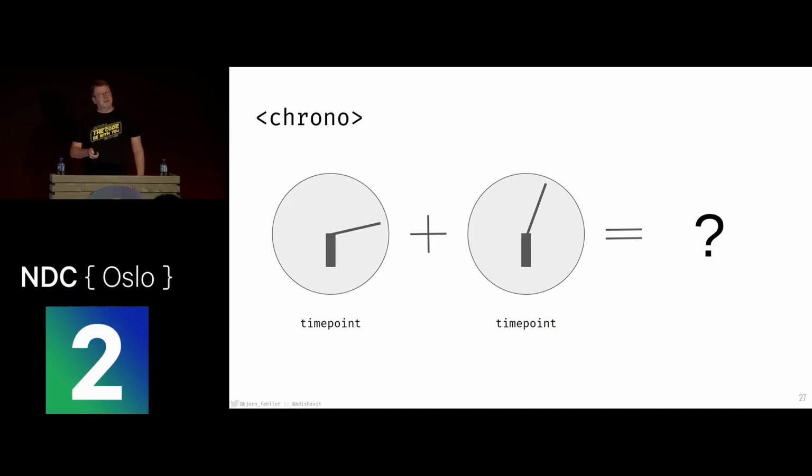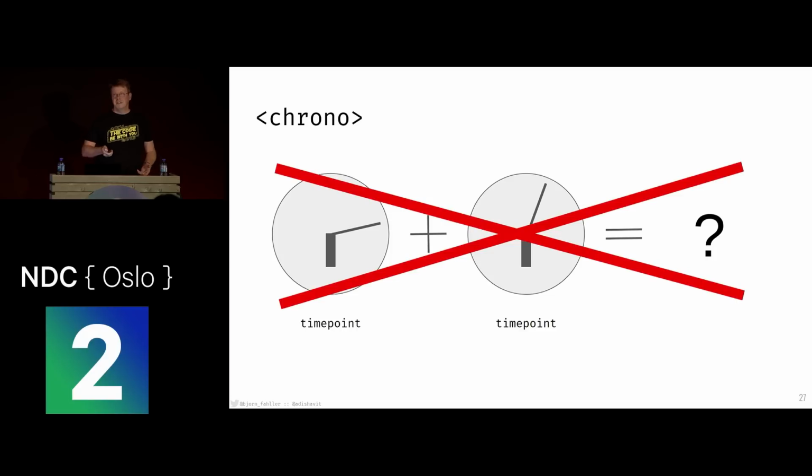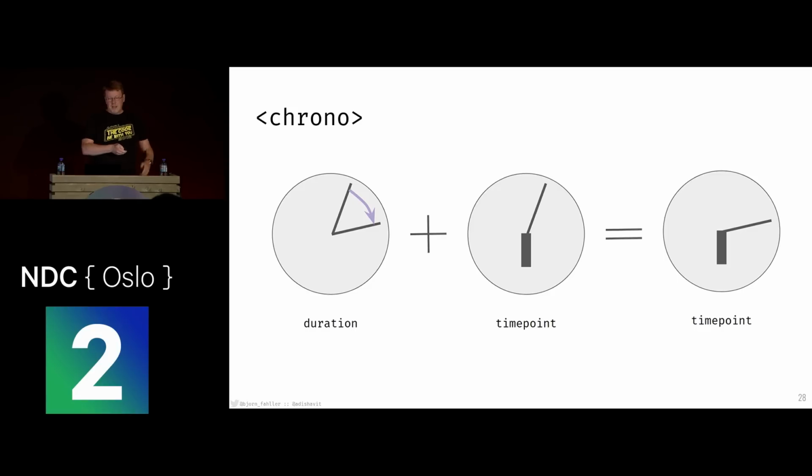What about adding time points? It doesn't make sense. We cannot do that. It's a meaningless thing. What is 6:15 plus 7 o'clock? I cannot comprehend that. But we can have a duration plus a time point and get another time point. Because that makes sense. So 4 minutes past 6 plus 8 minutes. Yeah, that makes sense. I can see that.